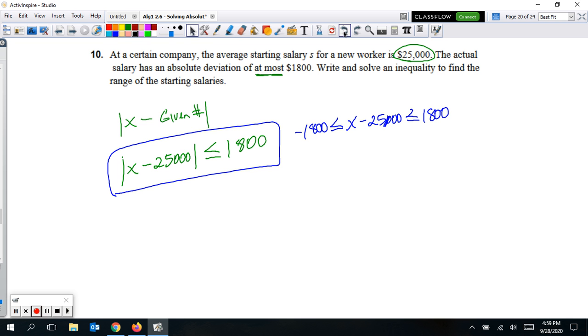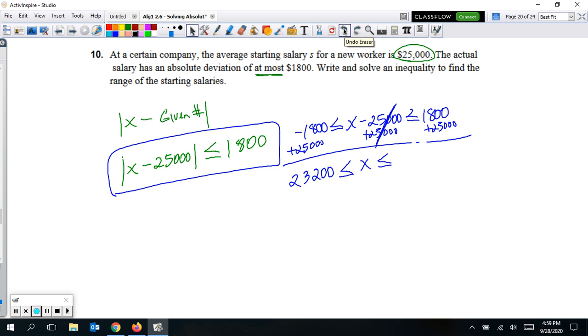So when I just add that number now to both sides, it's going to cancel there in the middle. Add it to the 1,800, add it to the negative 1,800, and so we're going to get on this side over here 23,200 is less than or equal to x, which is less than or equal to, when I add 1,800 to 25,000, it's going to give you 26,800. So that's the solution to the inequality, but what does it actually mean?